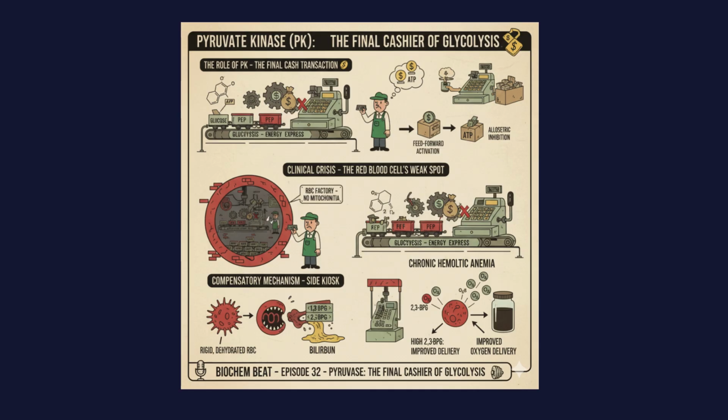So remember pyruvate kinase as the final cashier of glycolysis. It's the critical step that generates final ATP. Its deficiency specifically cripples the red blood cell factory, causing hemolytic anemia, but paradoxically this leads to an increase in 2,3-BPG, which helps the body to improve oxygen delivery.